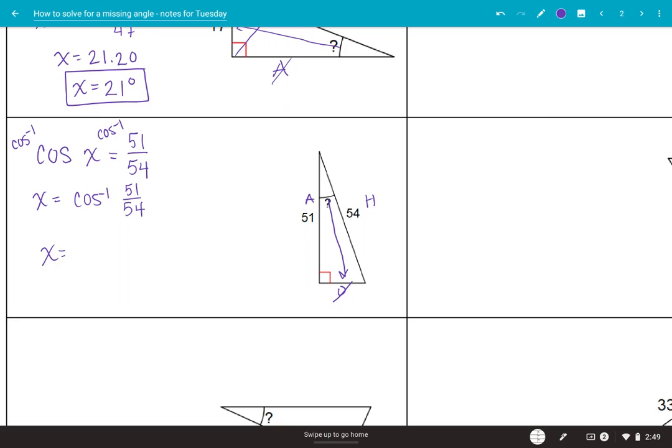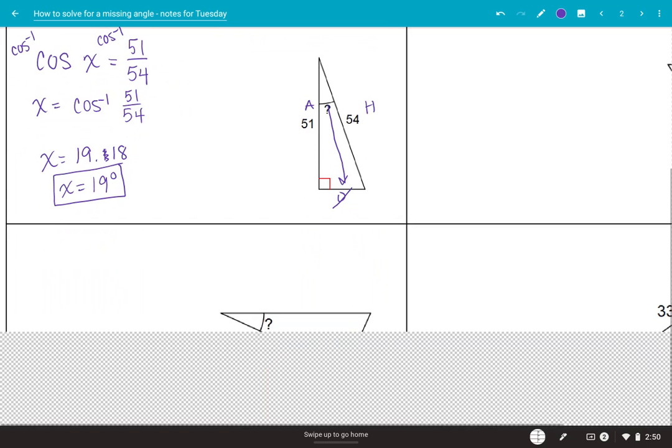And again, you're going to go second cosine, second button, top left, 51 divided by 54. Exactly as you see it, you're going to write it. So we get 19.18. And this one, if we round it, is just going to be 19 degrees. And that little circle just means degrees.